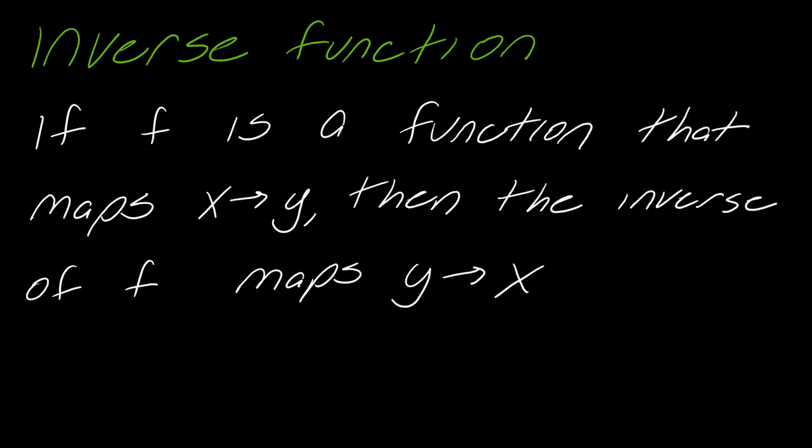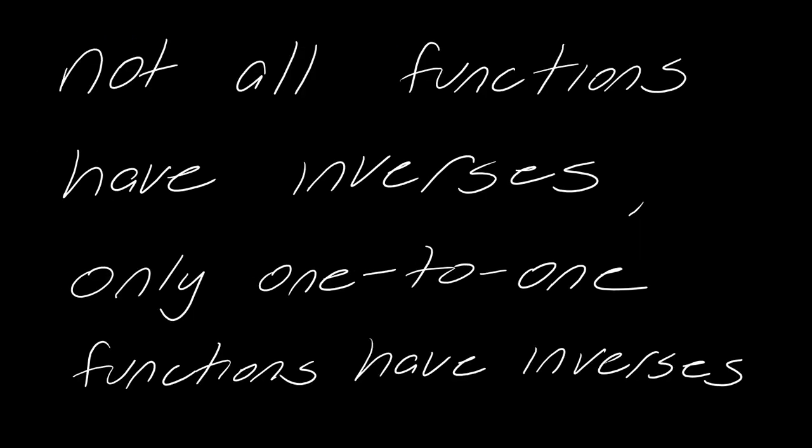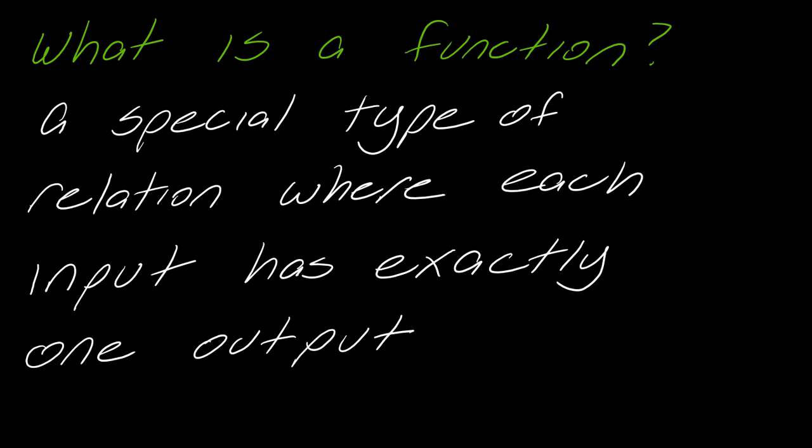If f is a function that maps x to y, then the inverse of f maps y to x. So it kind of flips your x and y coordinates. Not all functions have inverses. Only functions that are one-to-one functions have inverses. First of all, just as a quick review, what was a function? I said in a previous video on functions that functions are just a special type of relation where each input has exactly one output.